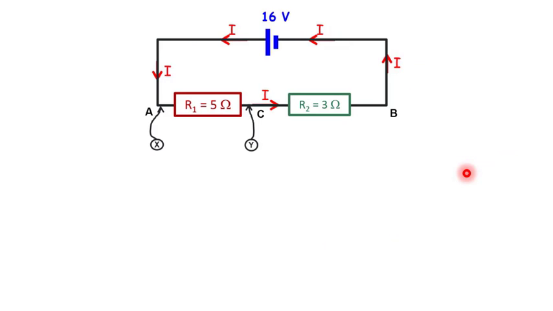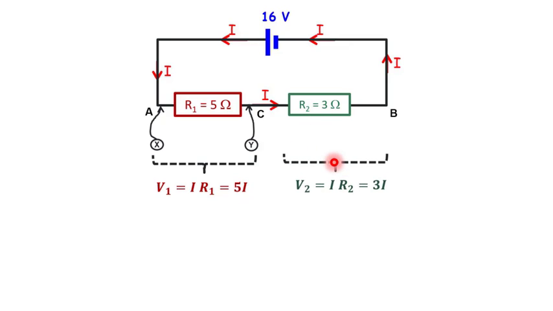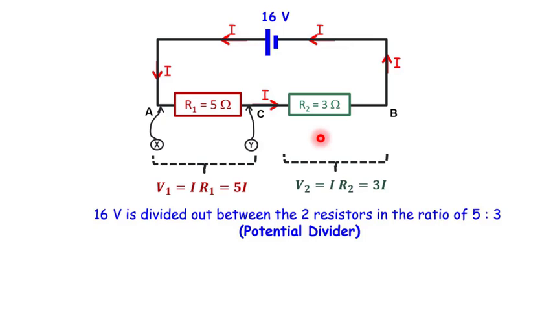With that, we can write that the potential difference across AC, which is the potential difference across XY, is 5I. Similarly, we see that the PD across R2 is 3I. Since the same current I flows through both resistors, we see that 16 volts is divided between the two resistors in the ratio of 5:3, which is the ratio of R1 to R2. This is our familiar potential divider principle. And V1 should be 10 volts and V2 should be 6 volts.